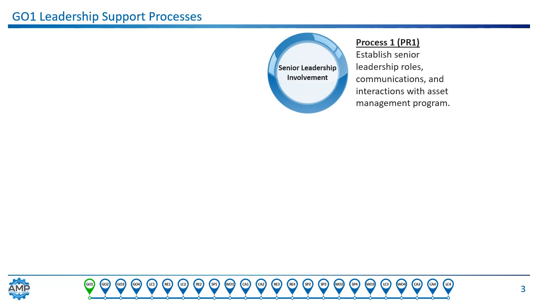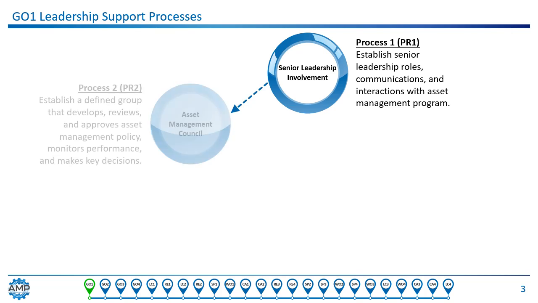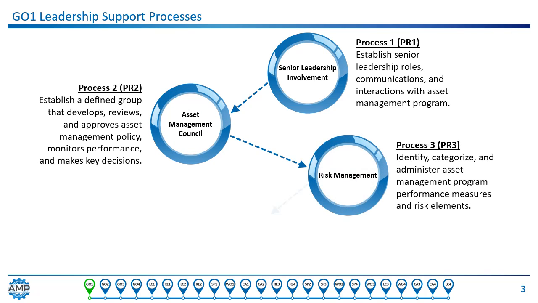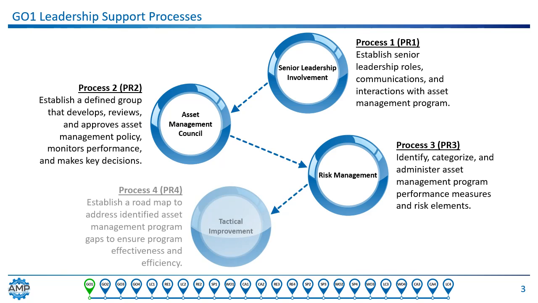The management system for governance has 4 functions involved with it, and every function, like I said, has 4 processes. Processes that are involved in leadership support are senior leadership involvement, developing an asset management council, devising ways to perform risk management, and to set up processes for tactical improvement.